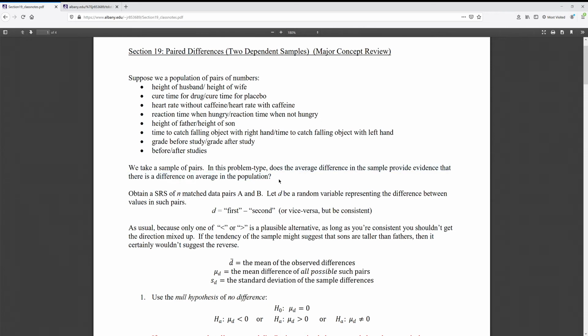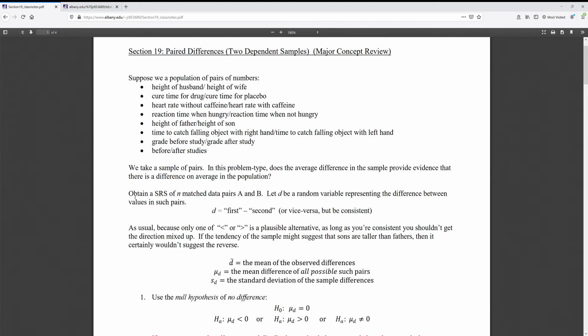So we could do this in all of our usual ways: confidence intervals, hypothesis tests, but we're going to stick to hypothesis tests. And in fact, we're going to stick to a particular type of hypothesis test. So let's organize our facts.